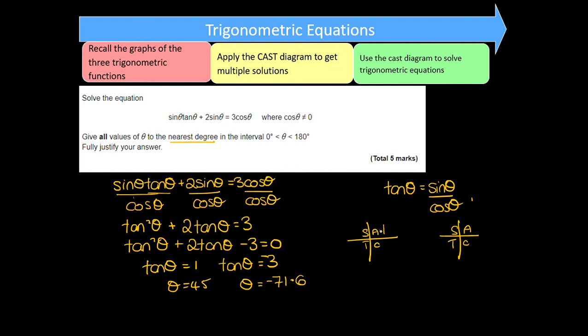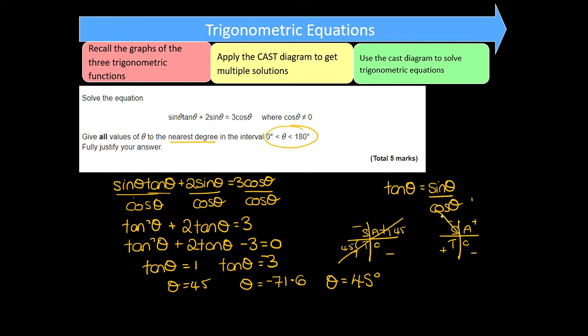So on here, I have 45 degrees and 45. So from this diagram, I'm going between 0 and 180. So I only have 45 degrees. The other one takes me above 180, so I'm going to ignore it. So that one, I've only got 45. So let's see what's going on over here.